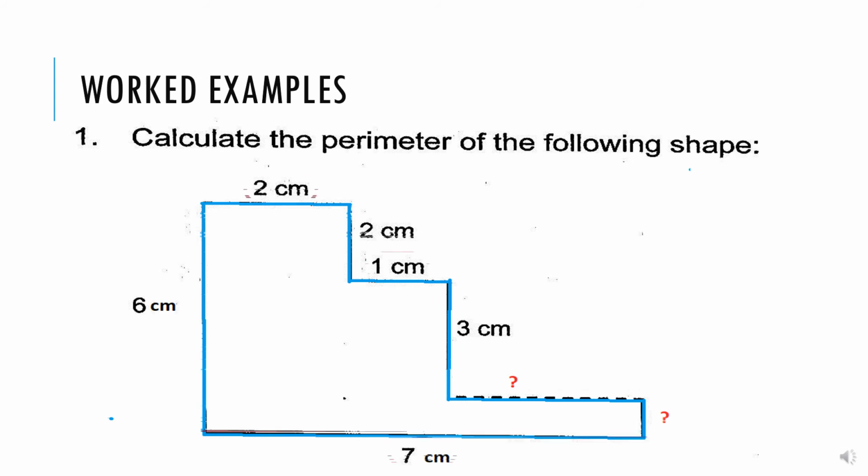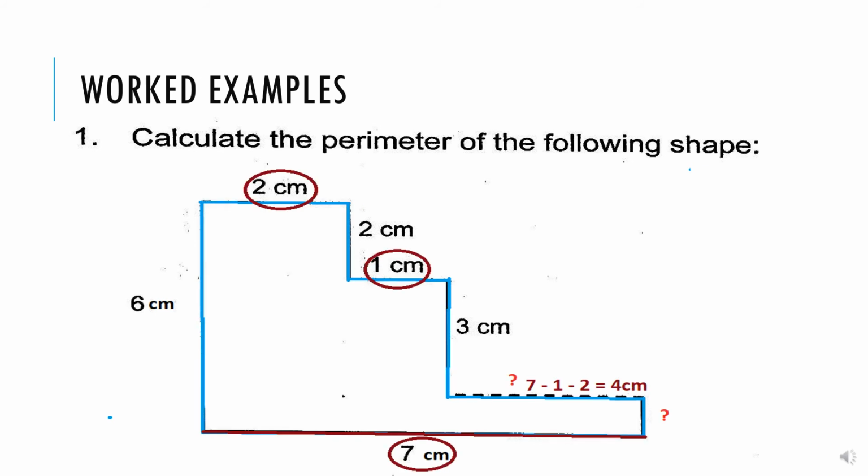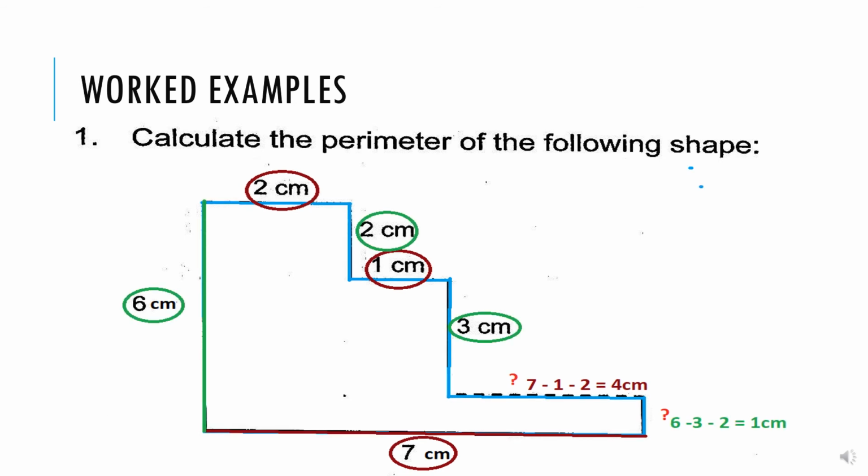If you take the length of the shape, 7 centimeters, and subtract what has already been given, you'll see that at the top it's 1 centimeter in the middle, and the length at the very top is 2 centimeters. But the total length of this shape is 7 centimeters at the bottom. So that missing unit should be equal to 4 centimeters. The same goes for the other missing unit. The breadth of the shape is 6 centimeters, and you deduct 3 centimeters from 6 as well as 2 to get the answer of the remaining 1 centimeter.